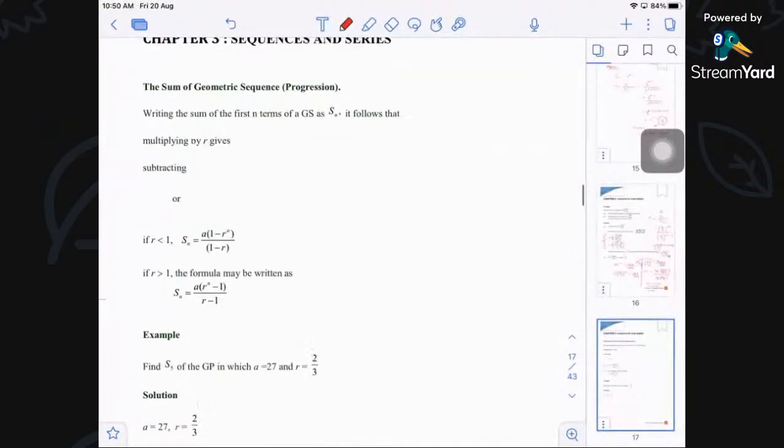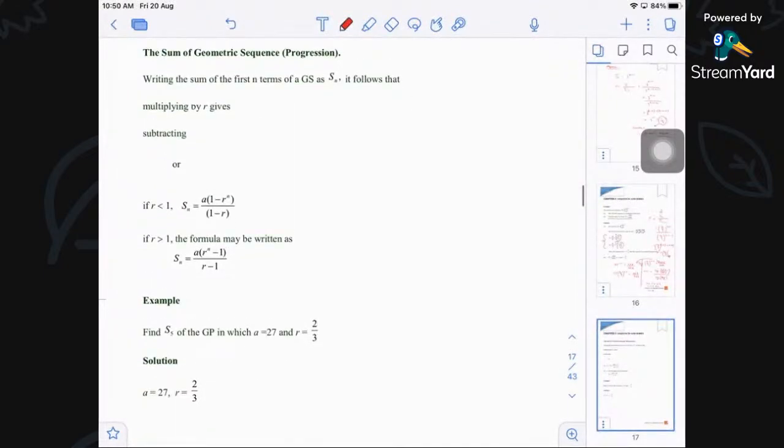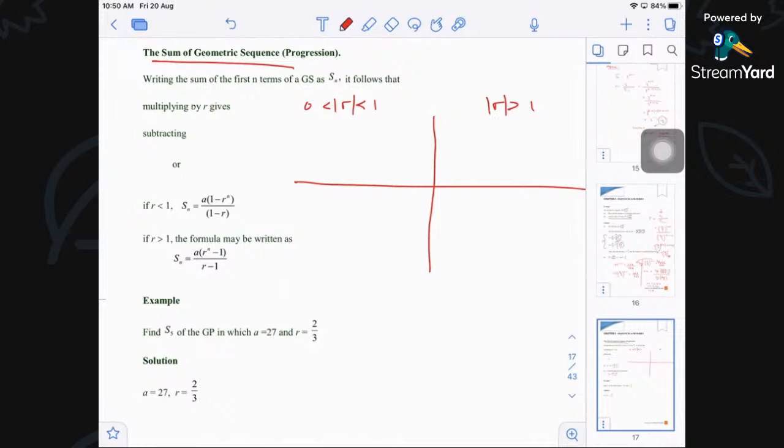Okay, good then. The last one there is sum of a geometric sequence. Now, sum of any geometric sequence can be divided into 2 parts. I like to draw this diagram. Okay, one is such that R is between 0 and 1, or modulus of R. And one more, R is more than 1, or modulus of R, or R is less than negative 1. Okay, never mind, let's just take modulus of R is more than 1 then. Clear? Okay. Now, what is the difference between these two?